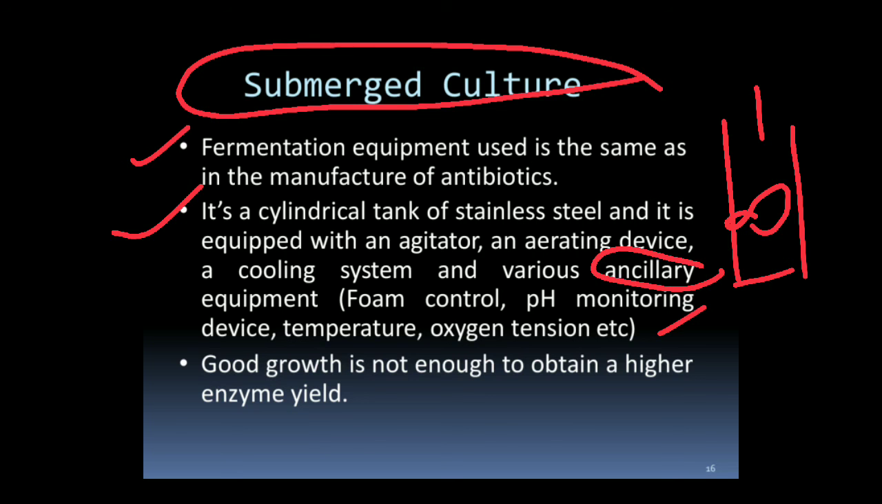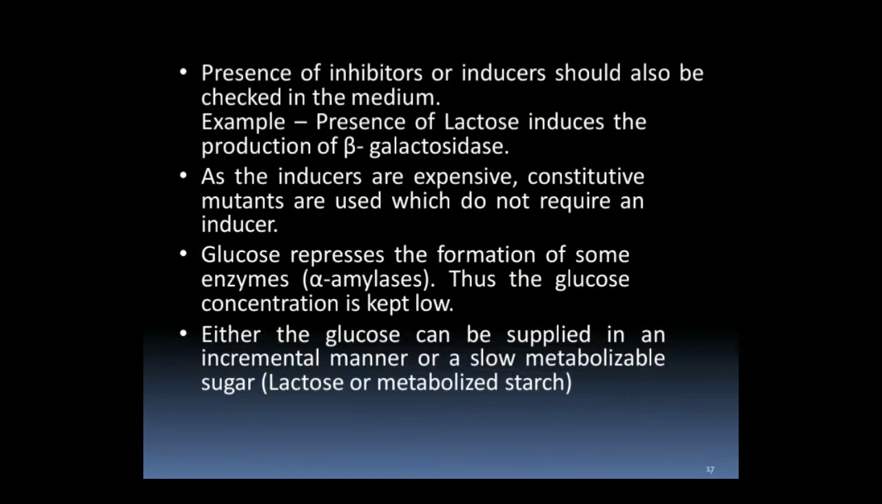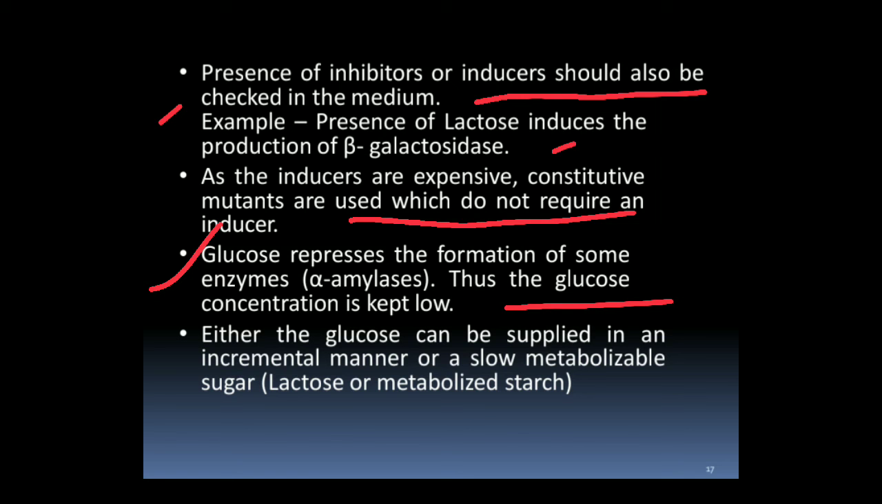Growth alone is not enough to obtain a high enzyme yield. The presence of inhibitors or inducers should also be checked in the medium. For example, the presence of lactose induces the production of beta-galactosidase. As inducers are expensive, constitutive mutants which do not require an inducer are used. Okay. Glucose represses the formation of some enzymes, thus the glucose concentration is always kept low. Either glucose can be supplied in an incremental manner, or a slowly metabolized sugar can be supplied for production via this method.